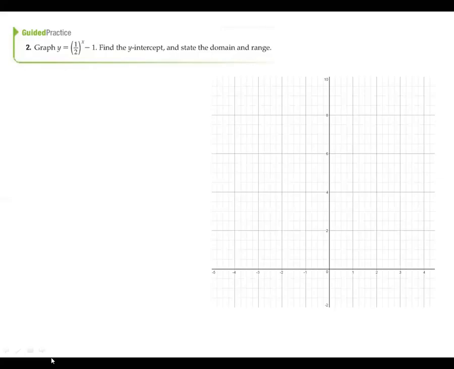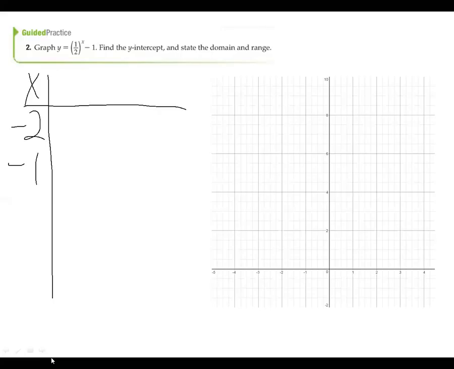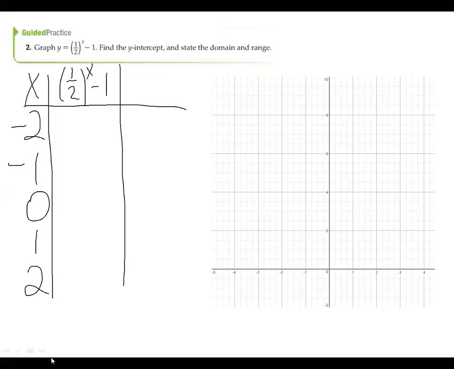Okay, we're back. So I'm going to pick -2, -1, 0, 1, and 2. So this is going to be 1/2 to the x minus 1, and then our y value.